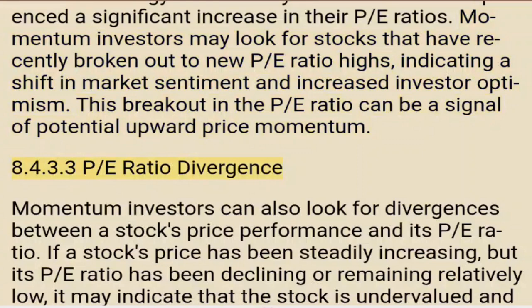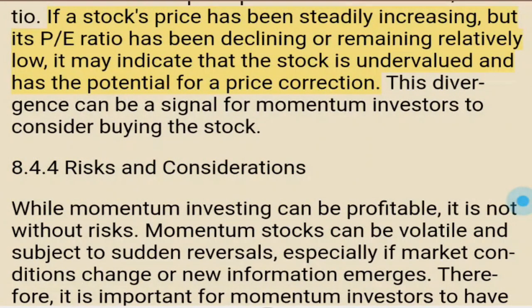8.4.3.3 P/E ratio divergence. Momentum investors can also look for divergences between a stock's price performance and its P/E ratio. If a stock's price has been steadily increasing, but its P/E ratio has been declining or remaining relatively low, it may indicate that the stock is undervalued and has the potential for a price correction. This divergence can be a signal for momentum investors to consider buying the stock.